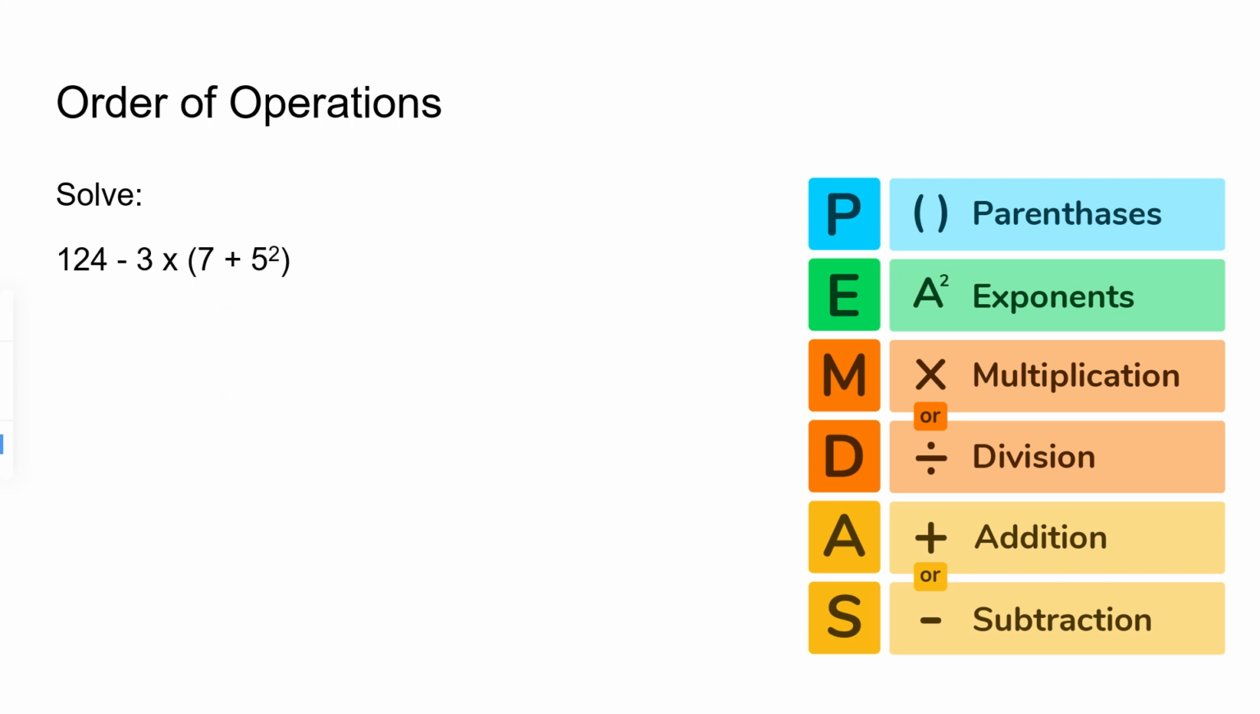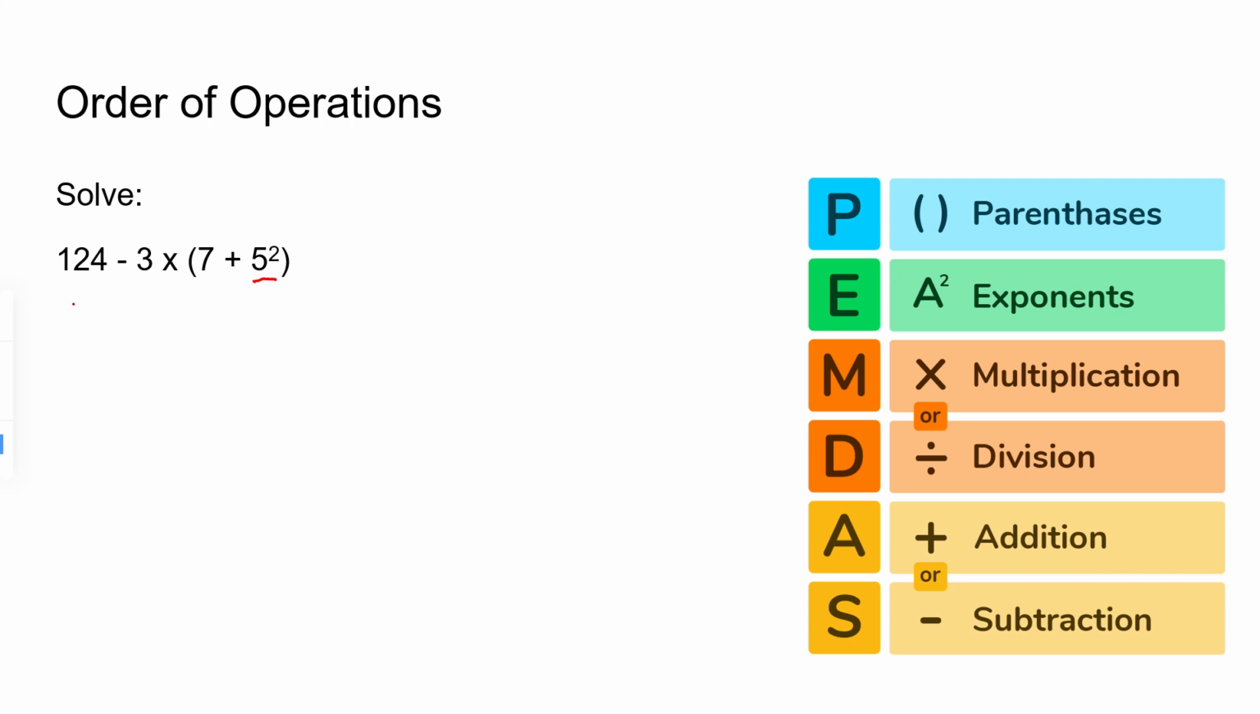All right, go ahead and pause the video, work through this one, and then when you unpause, I'll solve it. Okay, so we've got parentheses here. We're going to tackle the exponent first in the parentheses, so that's this portion here. So 5 squared is 25.